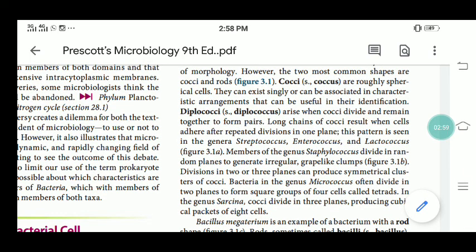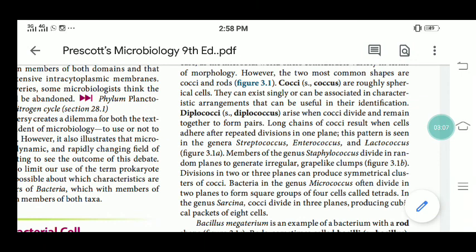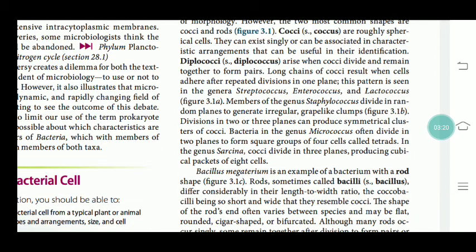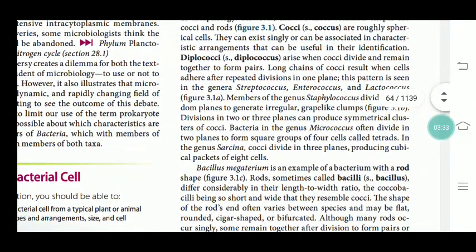When they form pairs, long chains of cocci result in the genera Streptococcus, Enterococcus and Lactococcus. So the species of Streptococcus, Enterococcus and Lactococcus have long chains of cocci. Members of the genus Staphylococcus divide in random planes to generate irregular grape-like clumps. Division in 2 or 3 planes can produce symmetrical clusters of cocci.